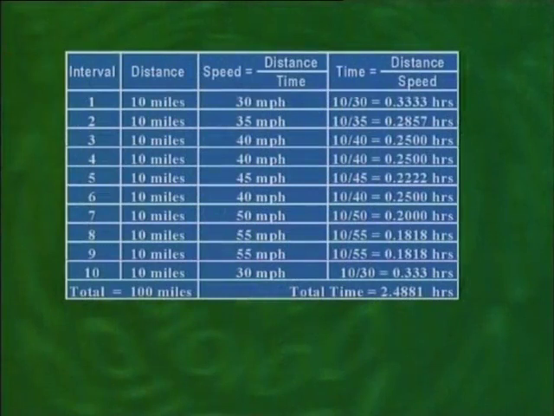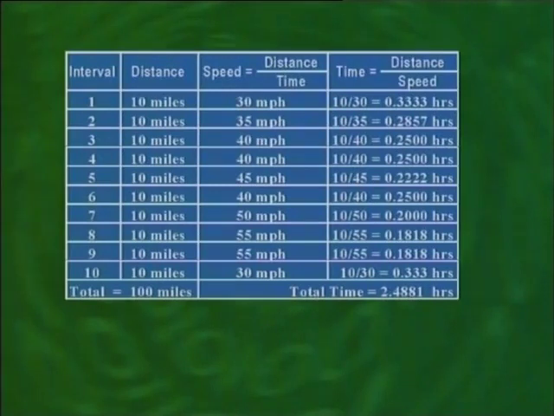Doing that, for the first interval of 10 miles, the speed is 30 miles per hour, and hence the total time taken to cover that interval of 10 miles will be given by the formula distance over speed, because speed is equal to distance over time. So naturally, time is equal to distance over speed, and applying that, the time comes out to be 10 divided by 30, that is 0.3333 hours.